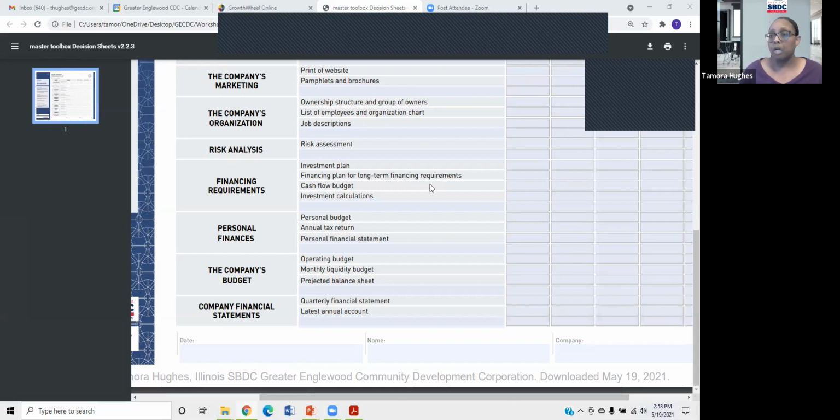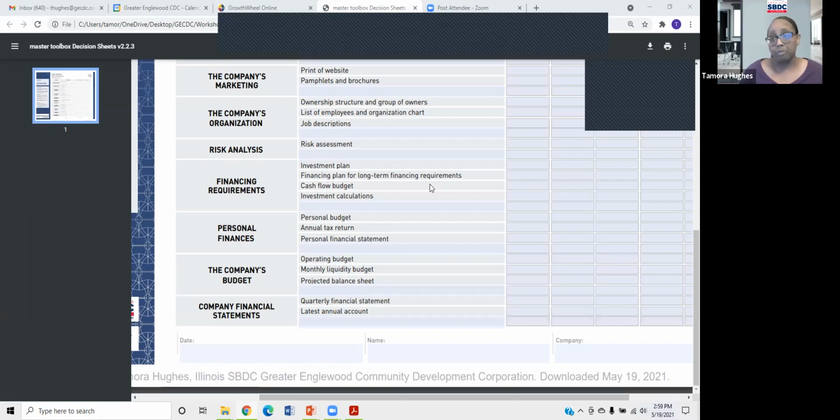Financing requirements. So again, it's really looking at your cash flow budget, looking at any kind of investments that you may be getting involved with, whatever that plan is, if you're going to get a loan, if you're doing long-term financing where you're actually buying an item or buying a truck or something like that, where it's long term, and whatever the requirements are for that, any kind of investments, calculations, and all that, you need to have that information in your binder.